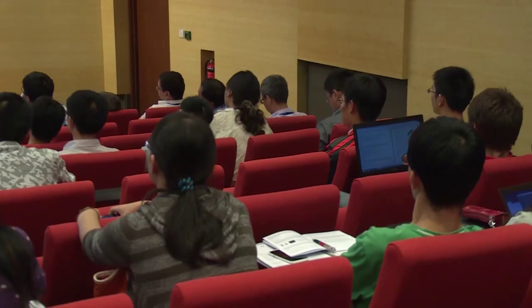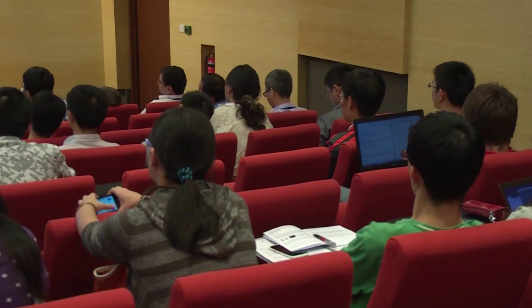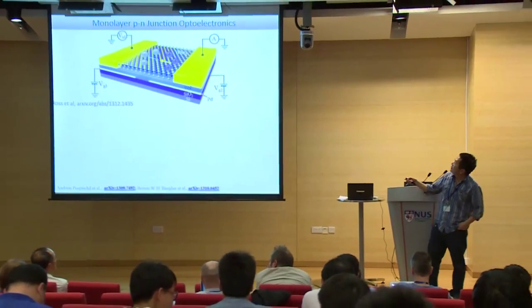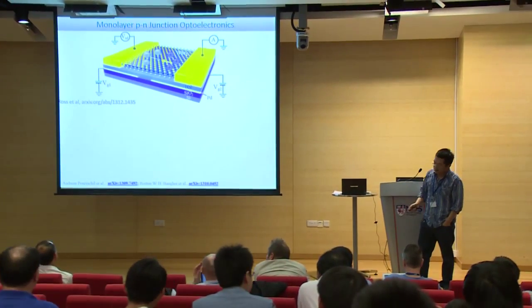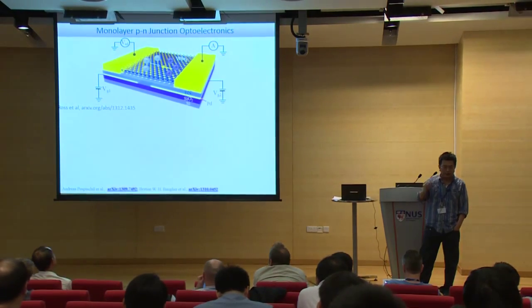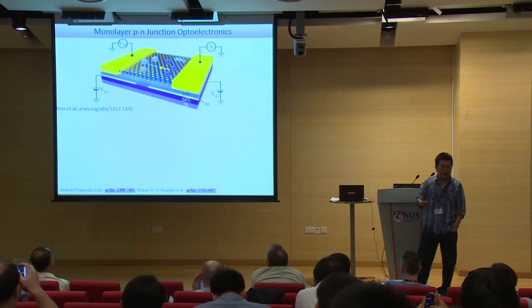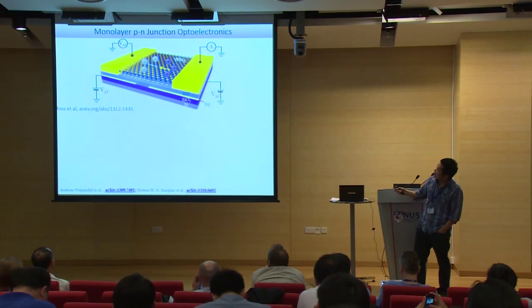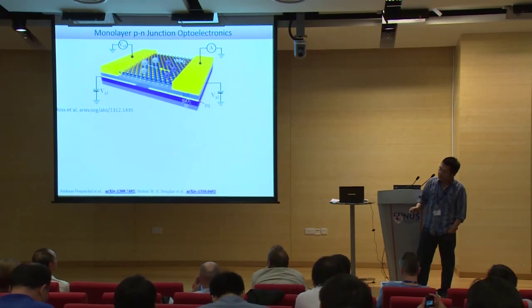So the third part of my talk is I want to talk a little about the device. I mean, it's a very simple one. It's monolayer PN junctions. So we know for these monolayer semiconductors, a challenge is to create good contacts, okay? So this is sort of the motivation of our work at the beginning. And what we do is we borrow the idea from graphene.